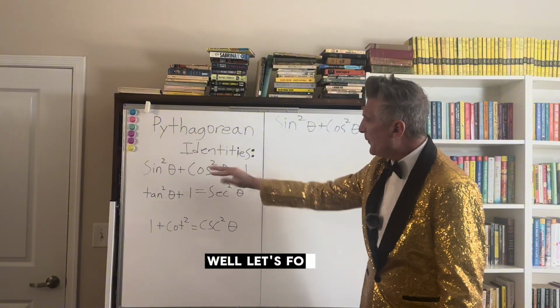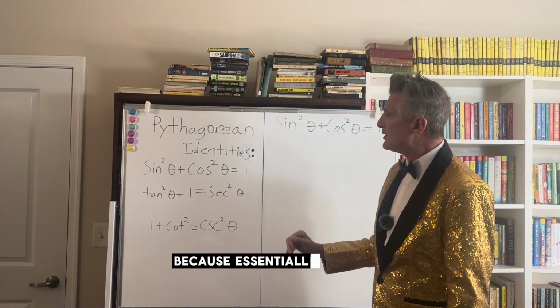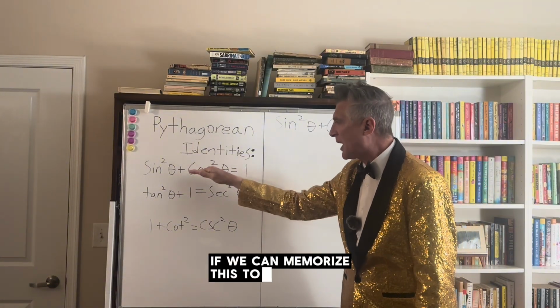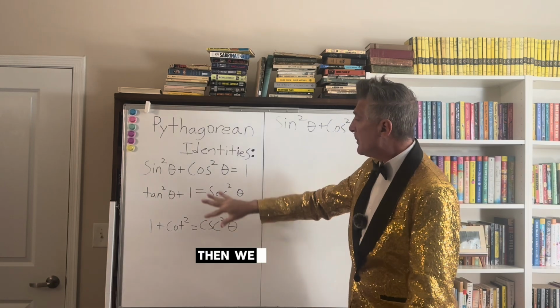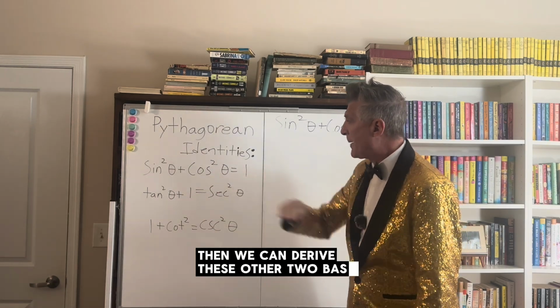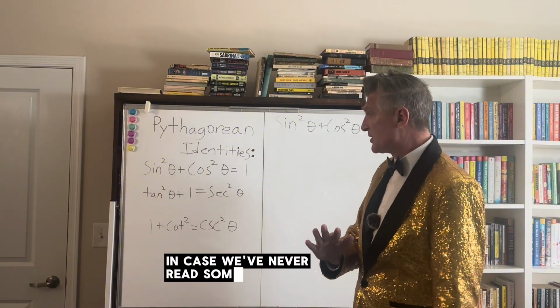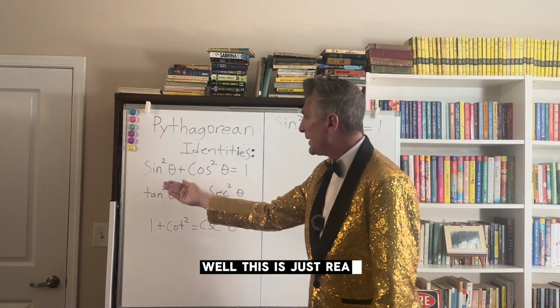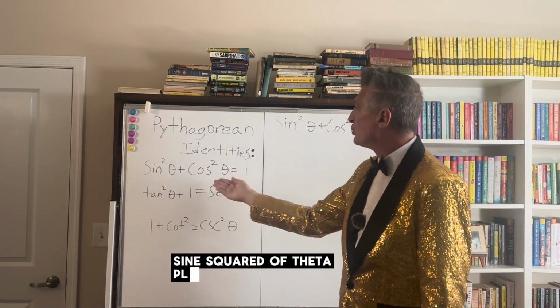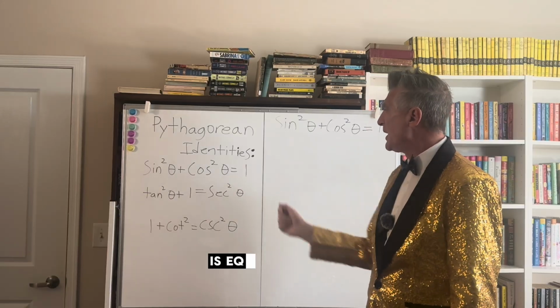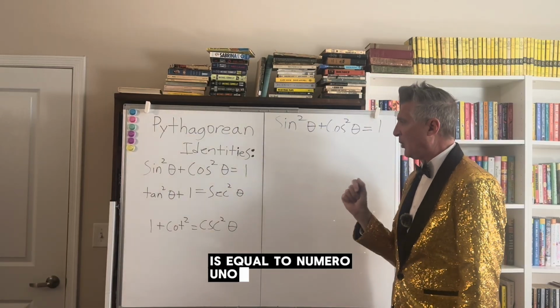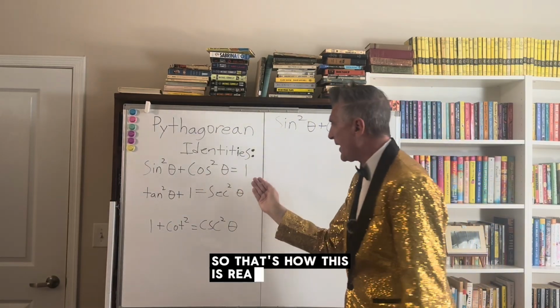Well, let's focus on the top one first, because essentially, if we can memorize this top one, and I know that we can, then we can derive these other two based on our top one here. So how is this read, in case we've never read something like this before? Well, this is just read sine squared of theta plus cosine squared of theta is equal to numero uno, okay? So that's how this is read.